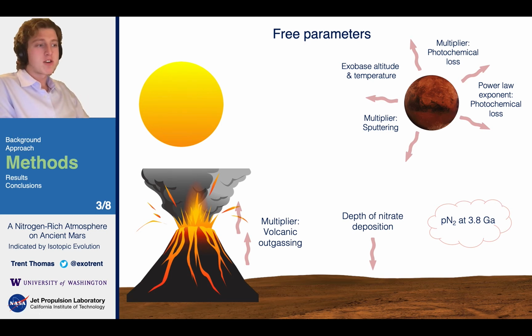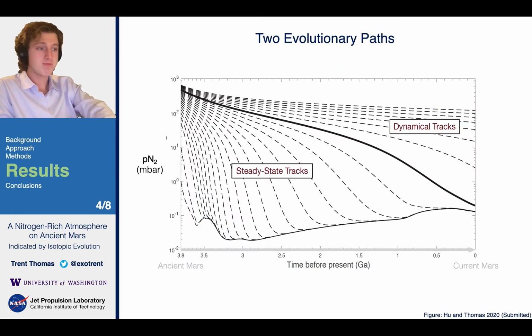With the knowledge of our model construction in hand, we can now discuss how varying these parameters results in different evolutionary scenarios. The first result we find is a bifurcation in evolutionary pathways. In this figure, the y-axis shows the pressure of N2, and the x-axis shows how it evolves with time moving towards the right. Each dotted line is a simulated evolution of PN2, and the only difference between each line is the initial pressure, so where it starts over here. Previously, it was thought that N2 had evolved in a steady state.